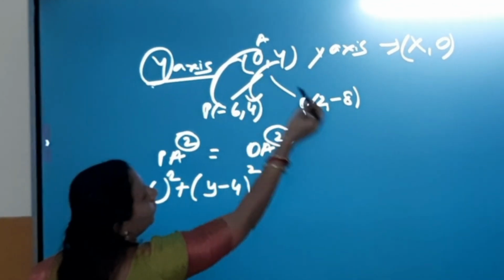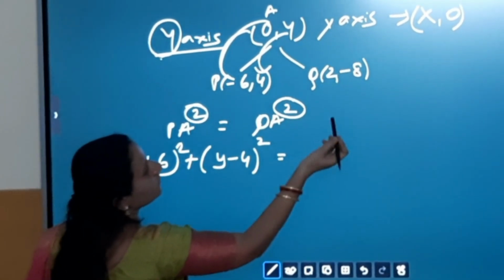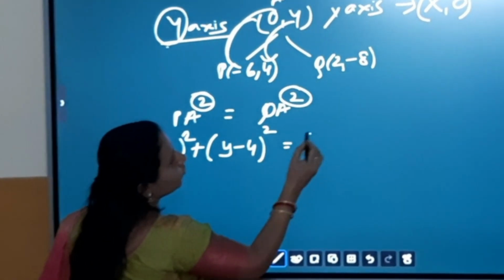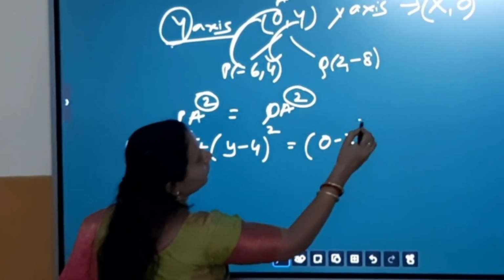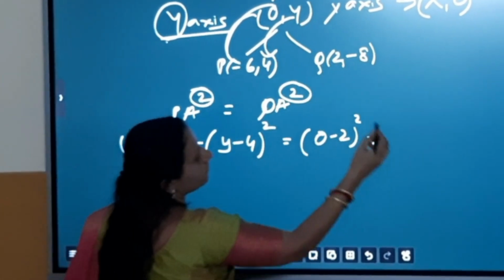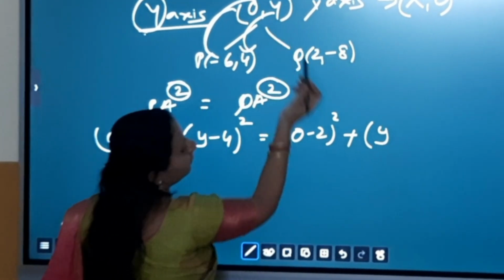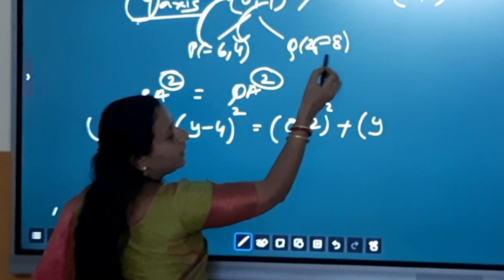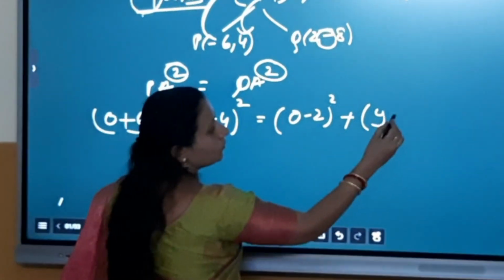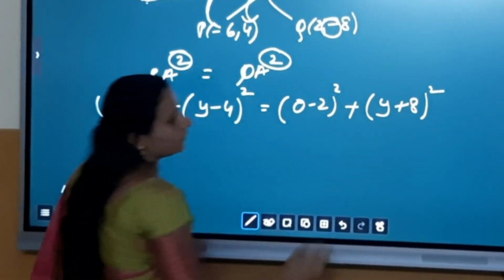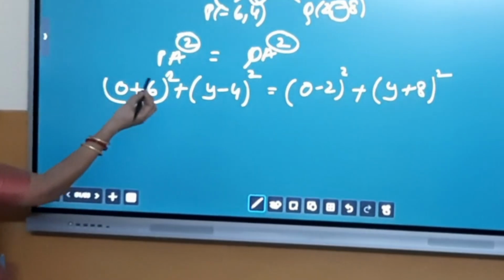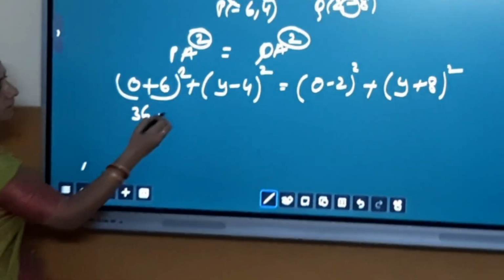Now for QA square, again 0 minus 2, plus y minus minus 8. So here in the formula we are having minus, so that minus gets multiplied with minus to become plus 8, square. Let's expand it. 6 square is 36.